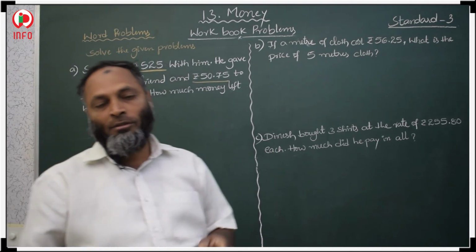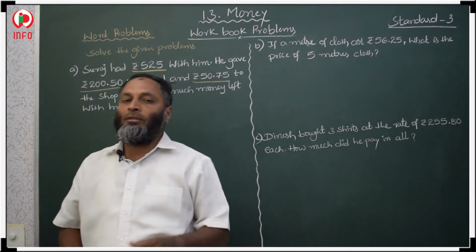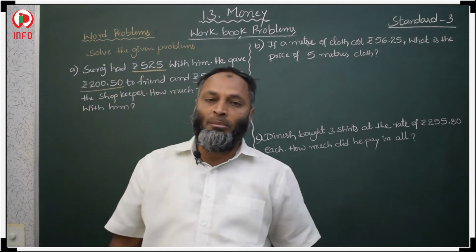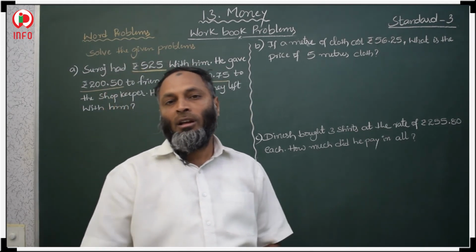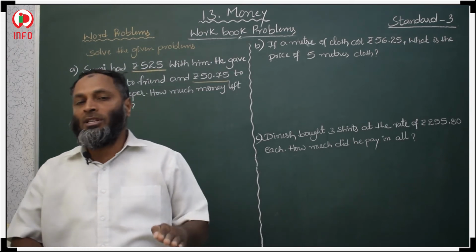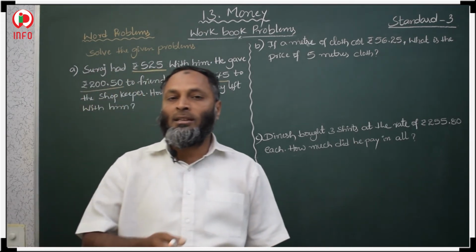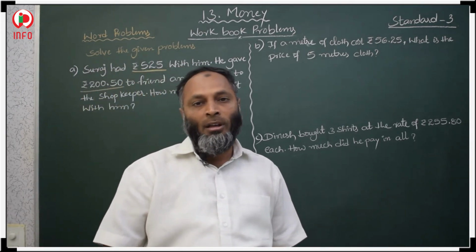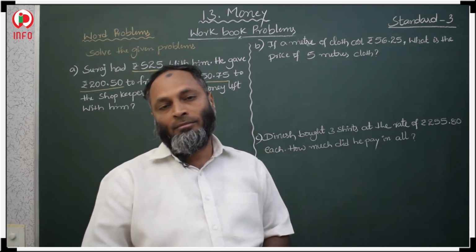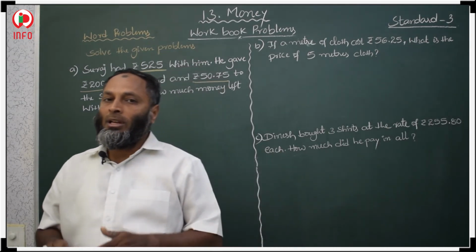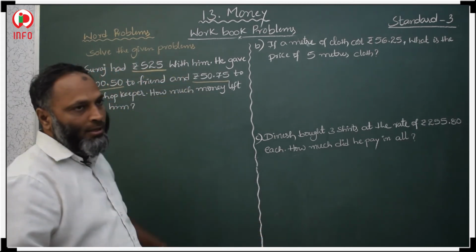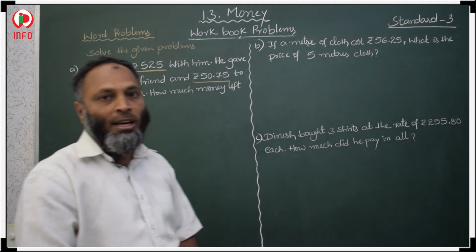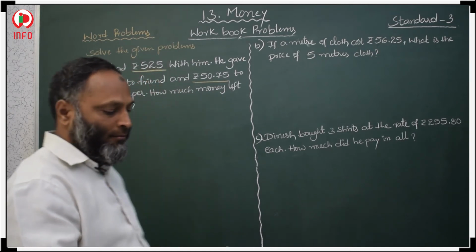First we should find how much money he gave to his friend as well as the shopkeeper. So you should find the total. Then after finding the complete sum, we should subtract it from how much money he is having. Then you will get how much money is left with him. Okay.